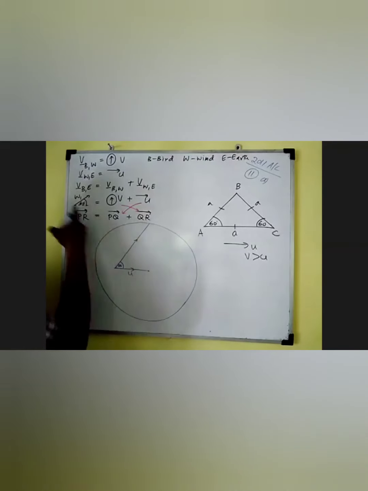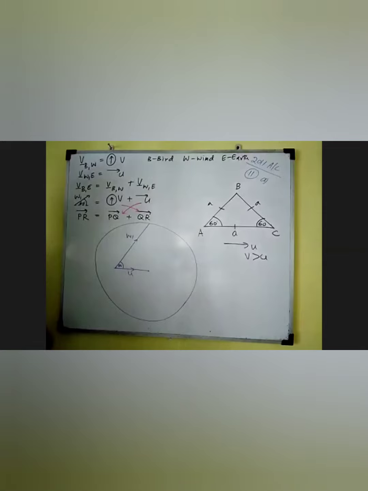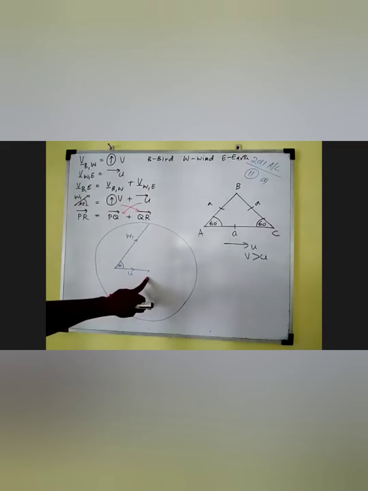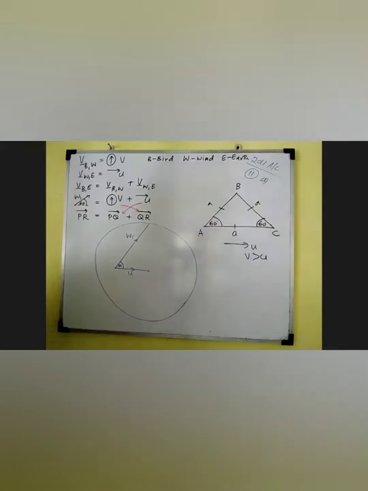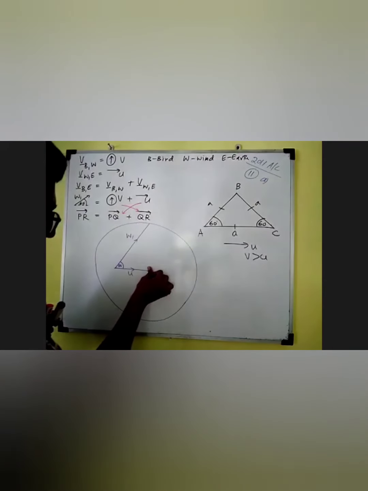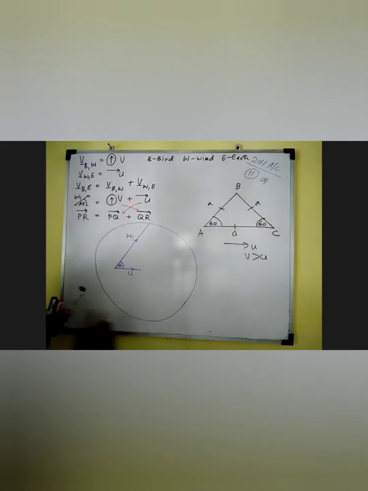What is this? W1. Now join the center and this point. So it seems like perpendicular to change that because they are not perpendicular. Let me take this here.